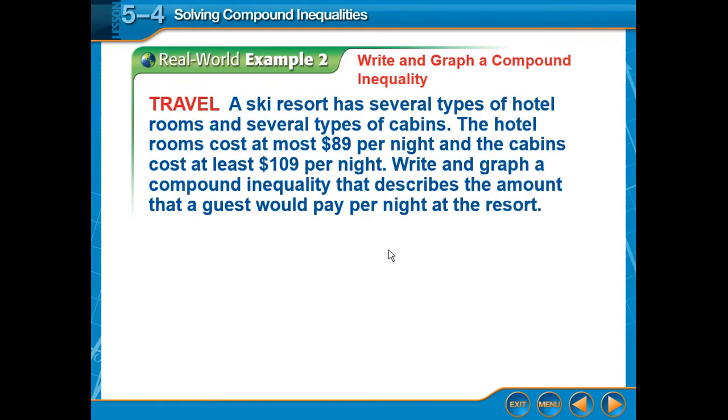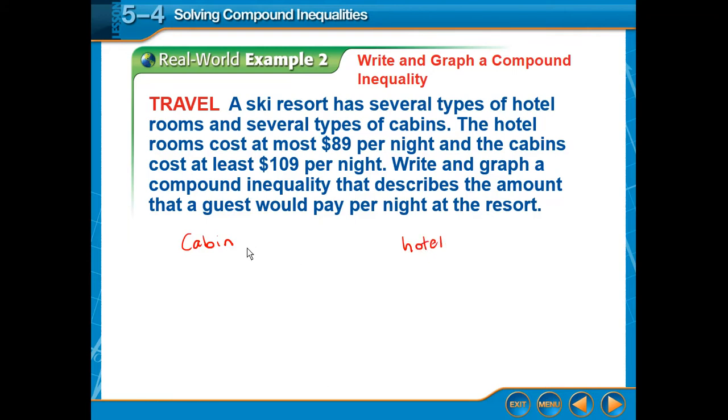Example 2, writing and graphing a compound inequality. A ski resort has several types of hotel rooms and several types of cabins. The hotel room costs at most $89 per night, and the cabins cost at least $109 per night. Write and graph a compound inequality that describes the amount that a guest would pay per night at the resort. So there's 2 options that you can have. You can have a cabin, or you can have a hotel.